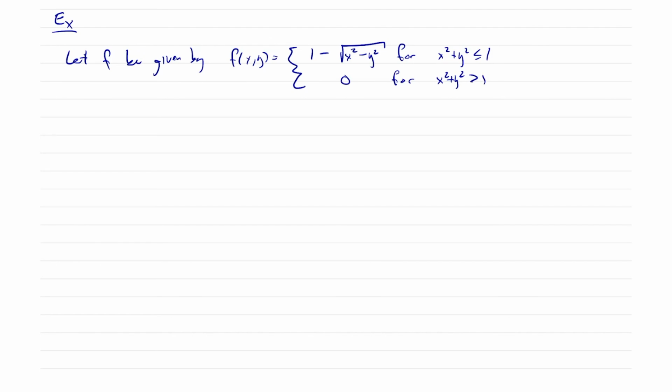All right, so basically what I'm saying is that we're going to be looking at the cone, right? And so this is height 1, and here is going to be 0, and this is the circle of radius 1 here at the base.